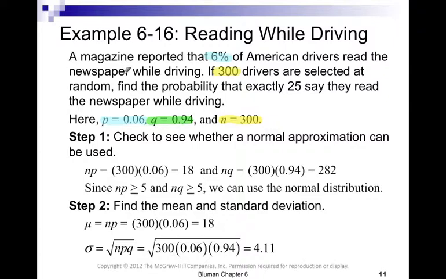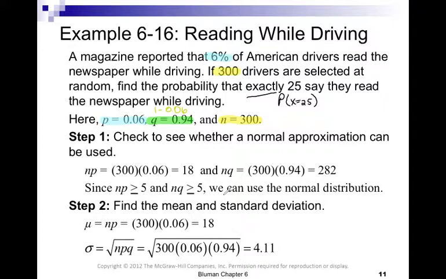The way we got that was to do 1 minus 0.06, which gives 0.94. And we want the probability that exactly 25 of them read the newspaper while driving. So for exactly 25, what we're going to be looking for is P of X equals 25, because we have this word exactly there.